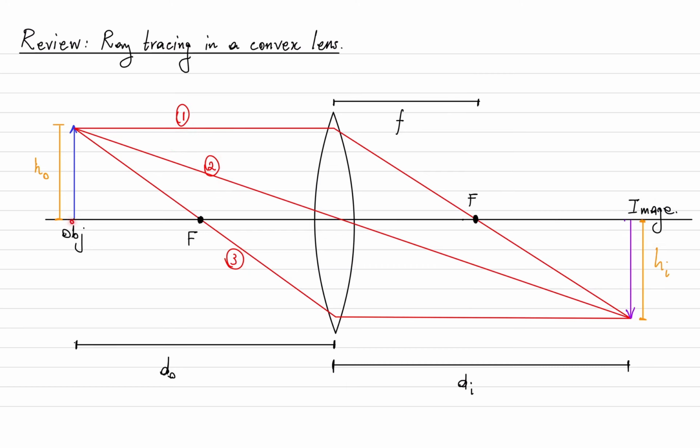So suppose the blue line here represents our object. Notice the arrow is upright. The purple is the image. Our blue arrow represents the object. It could be a person, it could be a bug, it could be a vehicle, whatever object you can imagine.